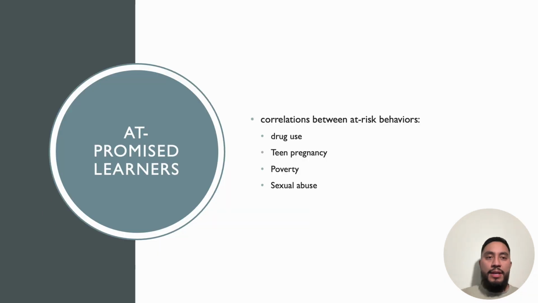And lastly, teachers need to be very vigilant with at-risk students because at-risk students have large correlations between risky behaviors such as drug use, teen pregnancy, poverty, and sexual abuse. Teachers can be the first line of defense or advocates for at-risk students. So it is important to be vigilant when having at-risk students within your classroom.